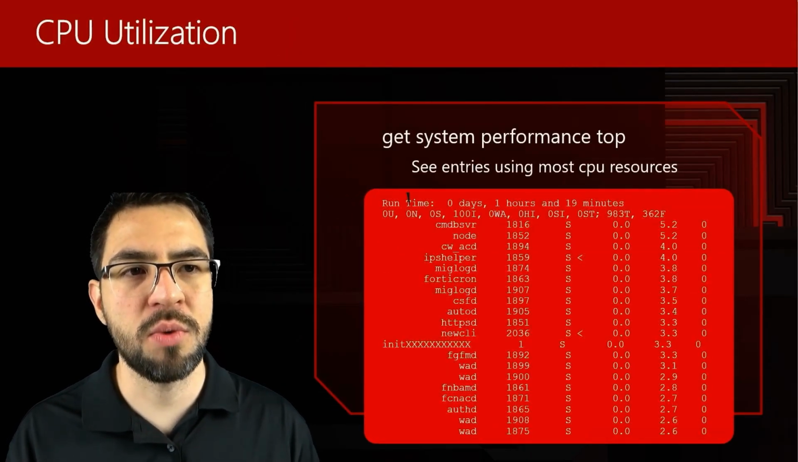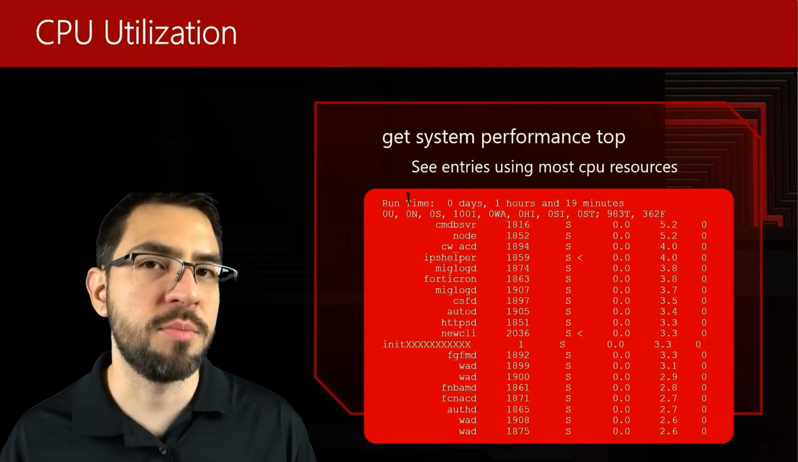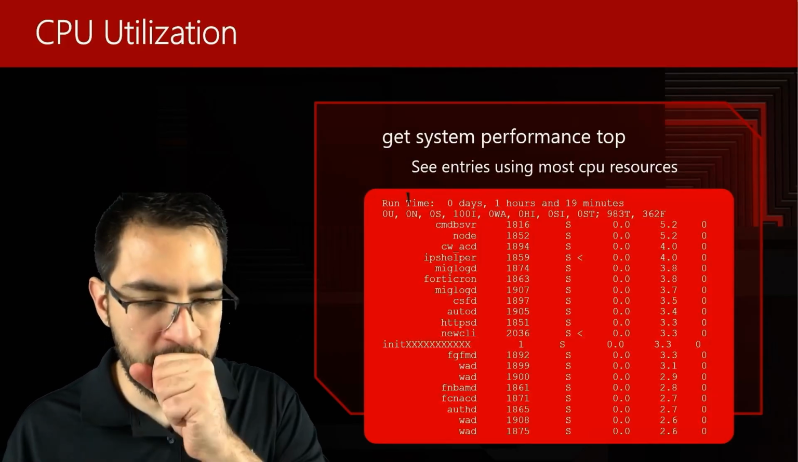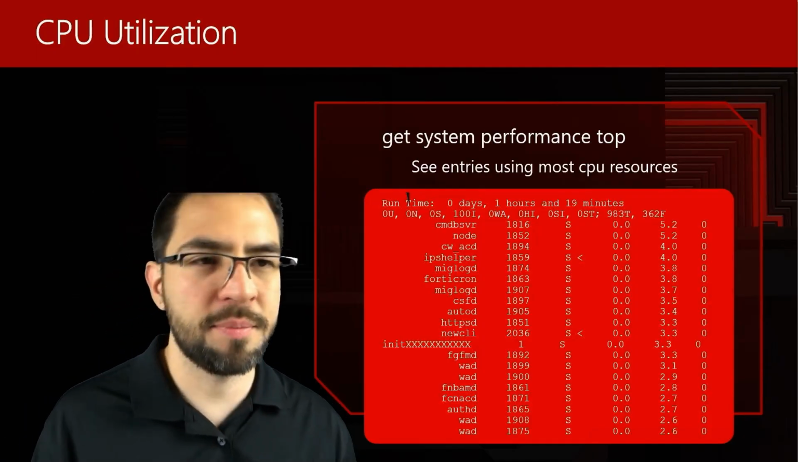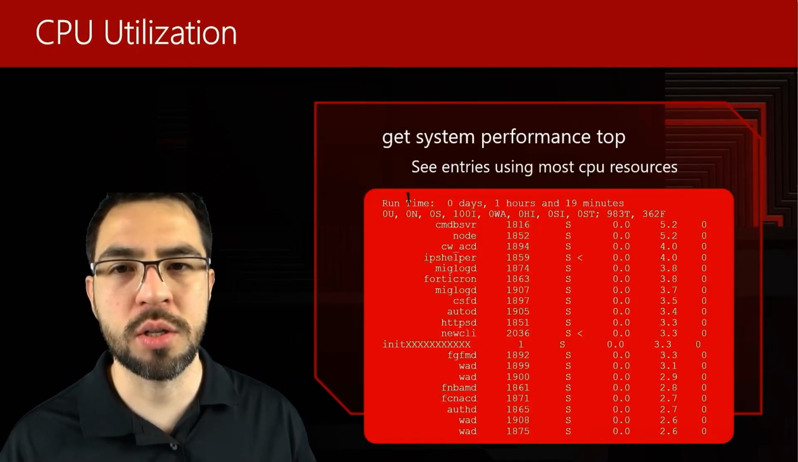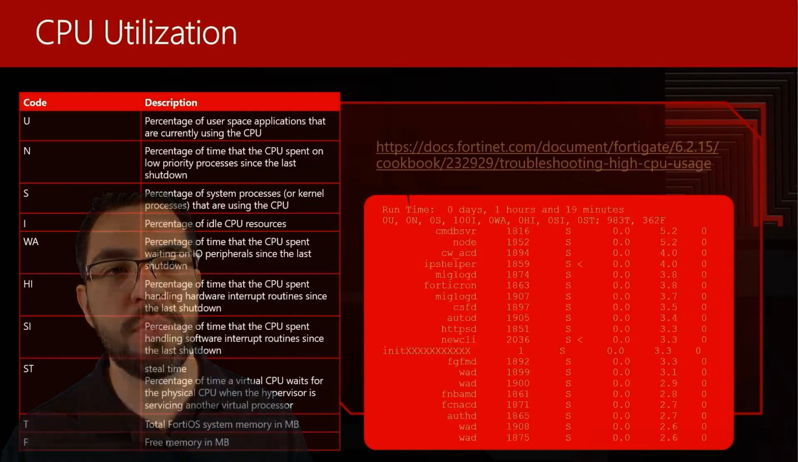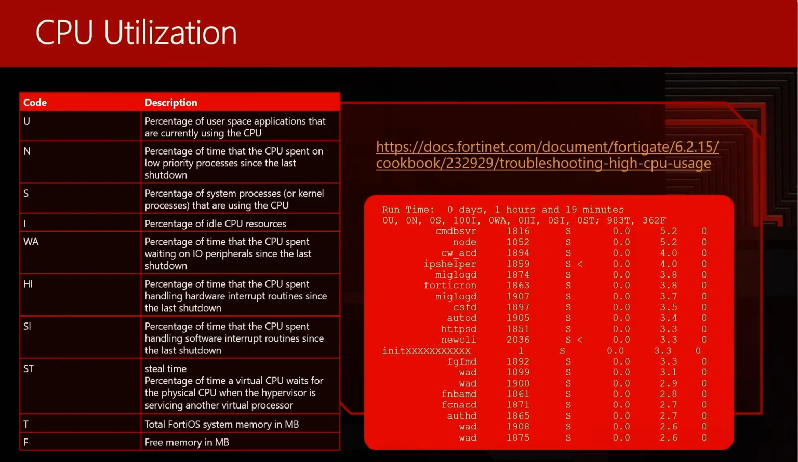CPU utilization, we can also track with the get system performance top command. And here it's more like an overview of what's going on with the CPU. But that command is going to give us a bunch of flags that we just need to know what they mean. If you have time after this lesson, check the supporting article that explains a little bit more each one of them, not only the ones that we have displayed on the slide, but it will help us to understand what that command is giving us.